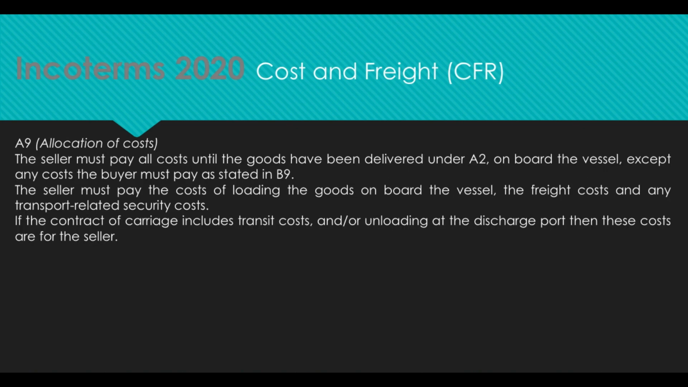The seller must pay all costs until the goods have been delivered under A2 on board the vessel, except any costs the buyer must pay as stated in B9. The seller must pay the cost of loading the goods on board the vessel, the freight costs, and any transport-related security costs. If the contract of carriage includes transit costs and or unloading at the discharge port, then these costs are for the seller. As for the unloading costs, it is to be agreed in the contract of sale.